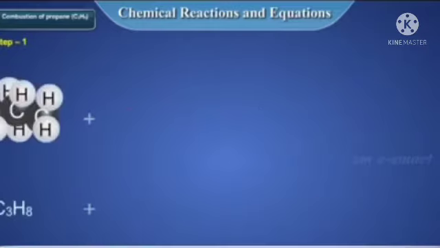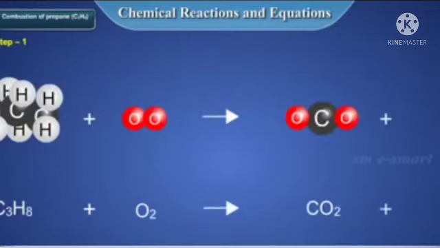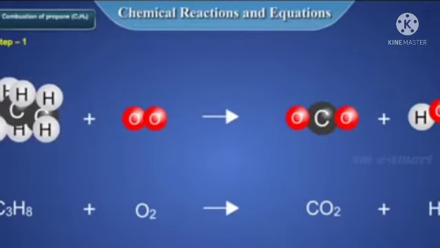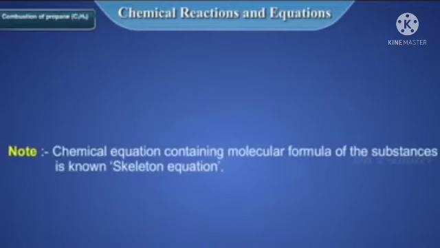Step 1. C3H8 plus O2 gives rise to CO2 plus H2O. The unbalanced equation is called the skeleton equation. A chemical equation containing the molecular formulae of the substances is known as a skeleton equation.